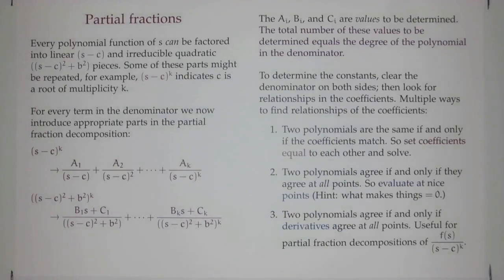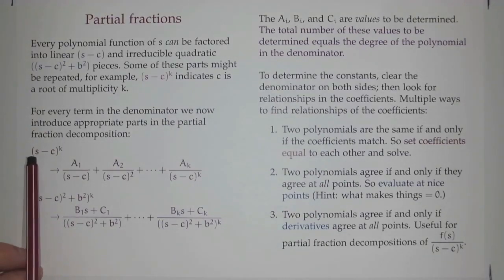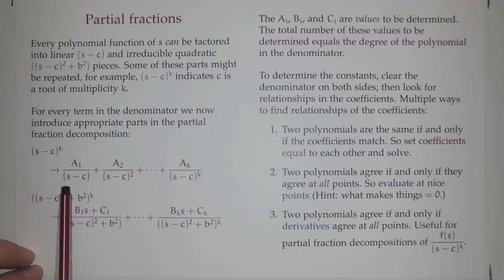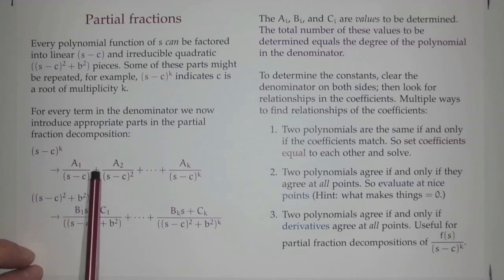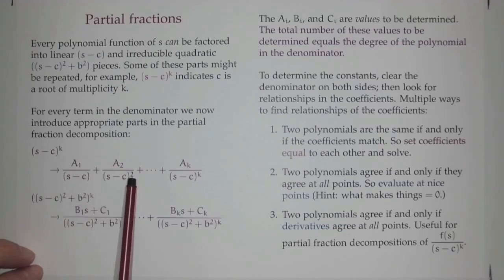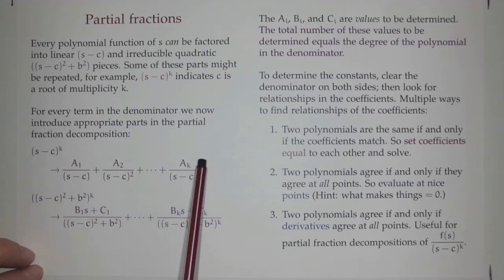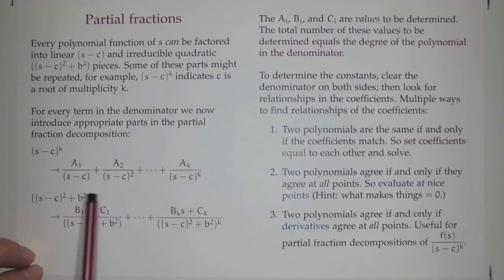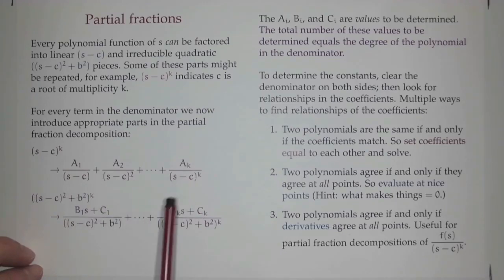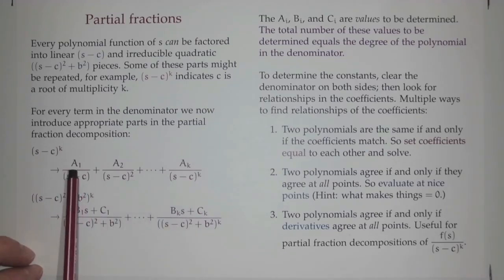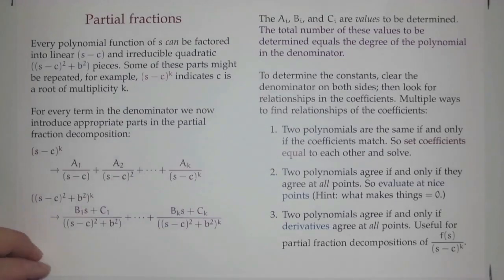So how do we do it? Well, if we see something in our denominator which looks like s minus something to a power, then we say we're going to have pieces that look like this. A constant over s minus something plus a constant over s minus something squared. And we're going to keep going until we get to our s minus constant to a power. So we just build ourselves up. And these numbers, a1, a2, ak, are constants to be determined.